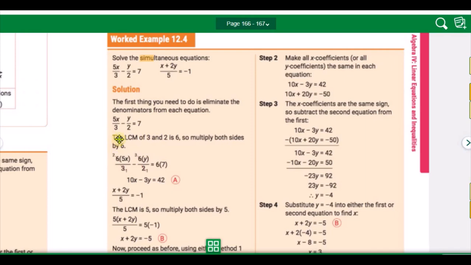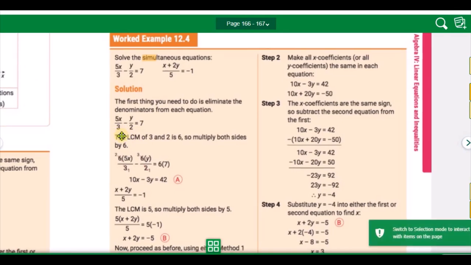If we look at the first one, 5x divided by 3 minus y over 2 is equal to 7. What we do is we get the LCM of these denominators, 3 and 2. So the lowest common multiple is 6. So we multiply everything by 6. So we're going to get 6 multiplied by 5x divided by 3 minus 6 multiplied by y divided by 2 is equal to 6 multiplied by 7. The 3 divides into the 6 twice, so there's a 2. And the 2 divides into the 6 3 times. So 2 multiplied by 5x is going to give me 10x, and 3 multiplied by y gives me 3y. So we're going to get 10x minus 3y, and 6 sevens is 42.